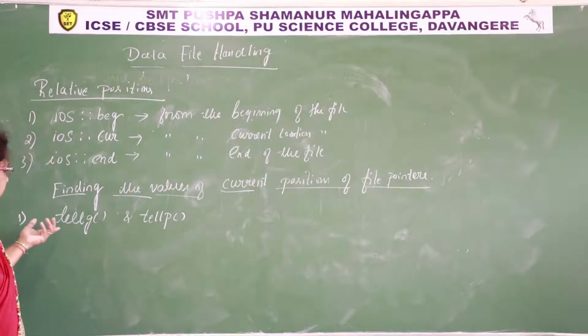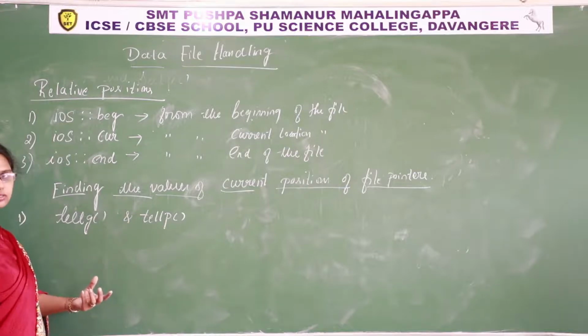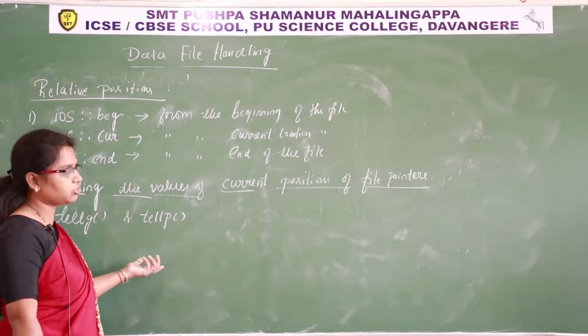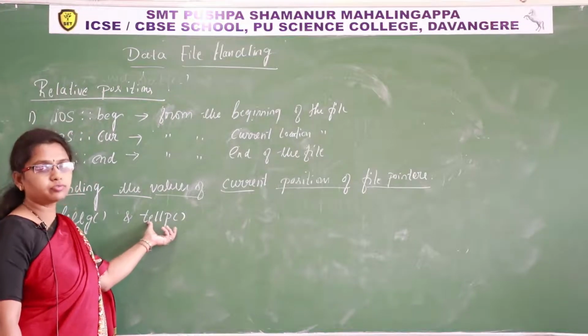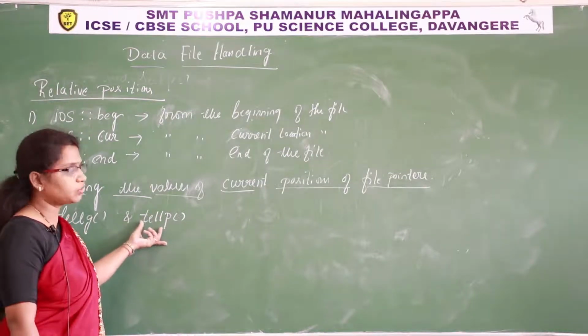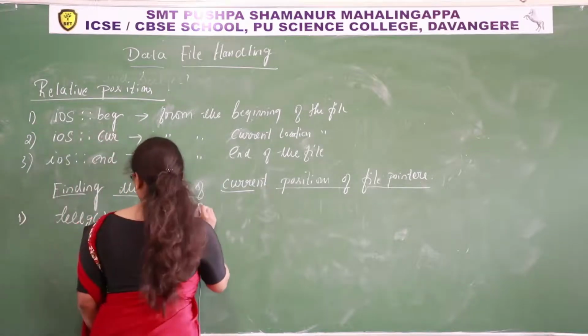So tellg returns the value of the location of a get pointer, and tellp tells the value of the put pointer location. So it returns an integer type. So the syntax becomes like this.